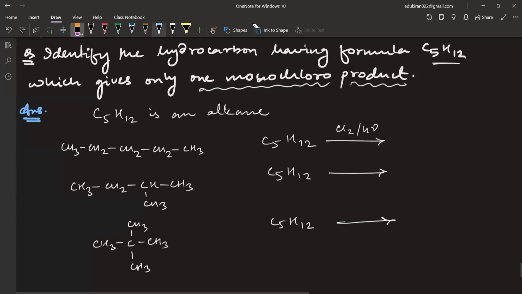So as you can see, we have five carbon atoms here: 1, 2, 3, 4, and 5. In which 5 and 1 are the same, and 2nd and 4th are the same. That means 3, 4, 5 are different, and 1, 2, 3 are different. That means how many monohaloalkane products will be formed? Tell me. Three. Monochloro product you can write. Okay, what about the second one?